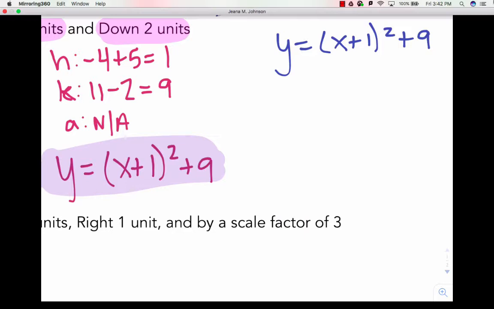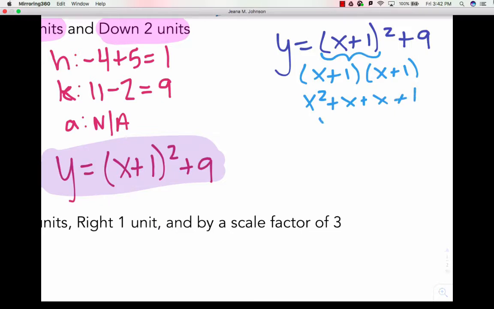And now I'm going to go through my steps of simplifying this and converting it to standard form. So the first thing I need to do is double distribute. I'm going to take this x plus 1 squared, and I'm going to think of it as x plus 1 times x plus 1. If I double distribute, I get x squared plus x plus x plus 1, which becomes x squared plus 2x plus 1.